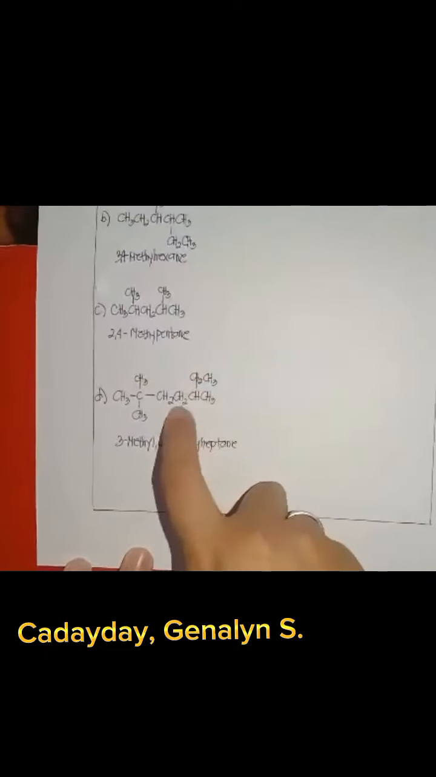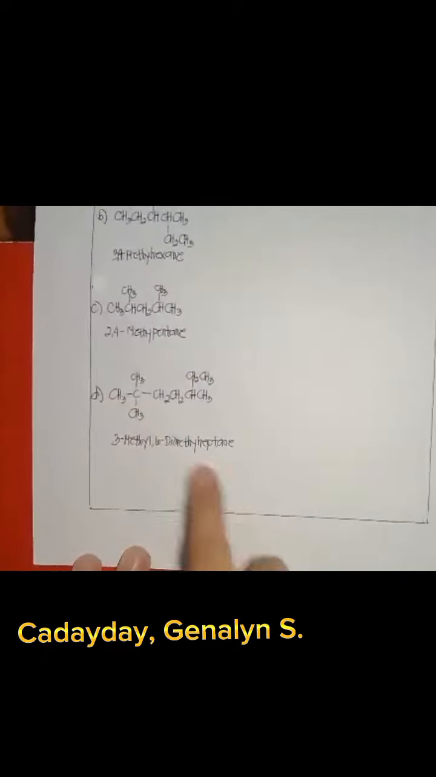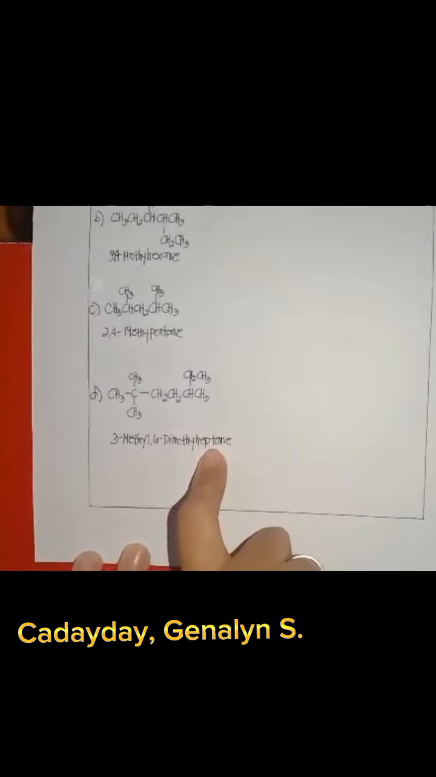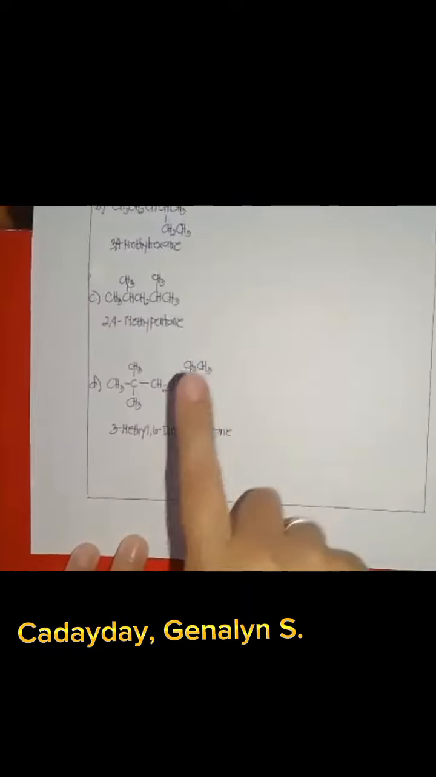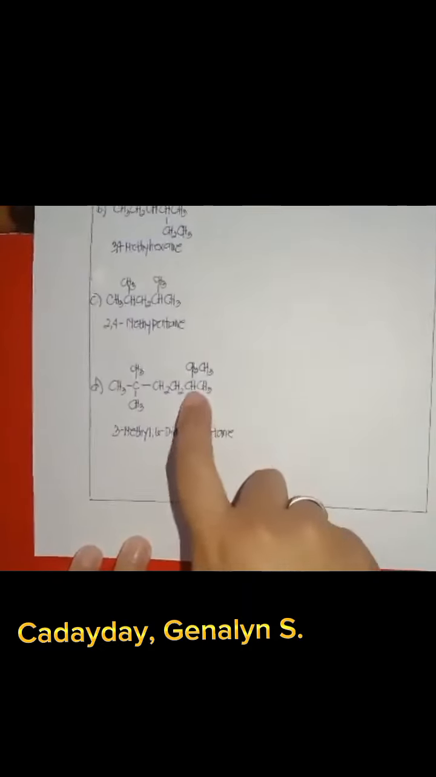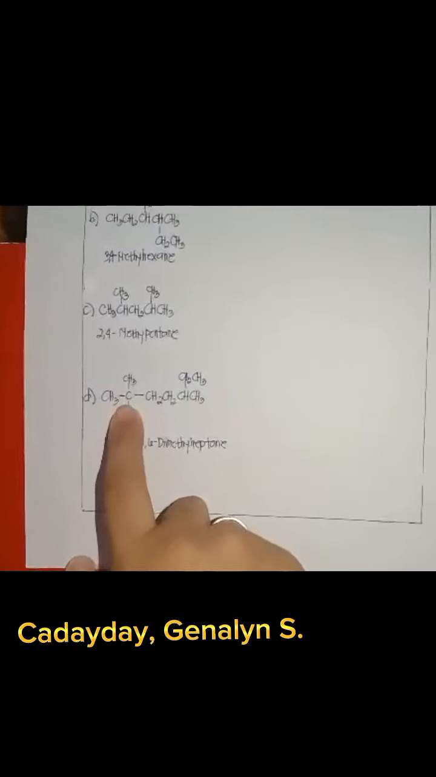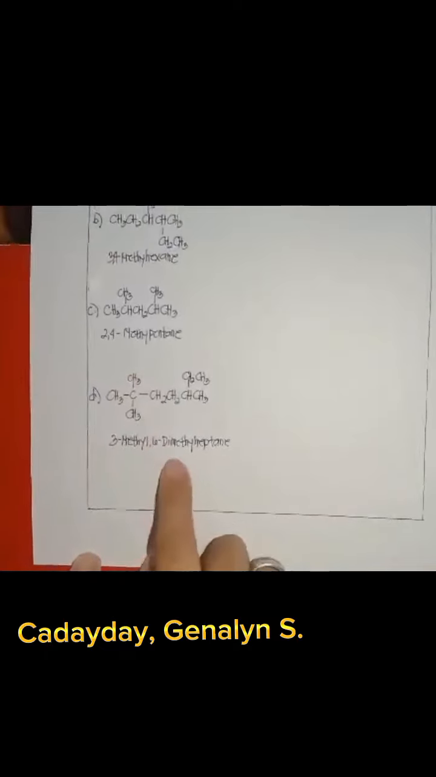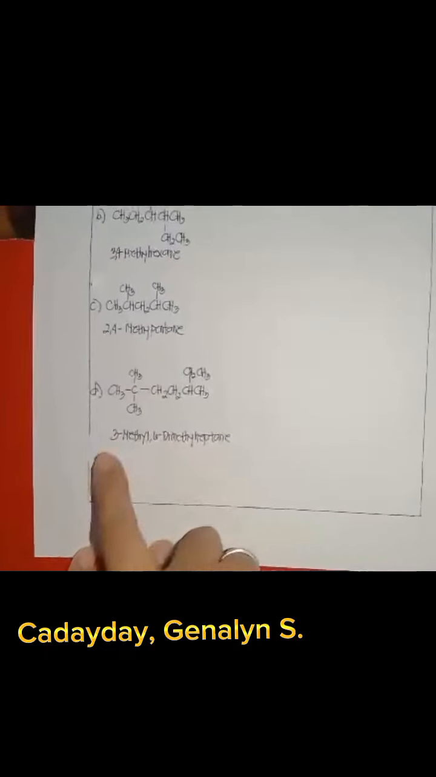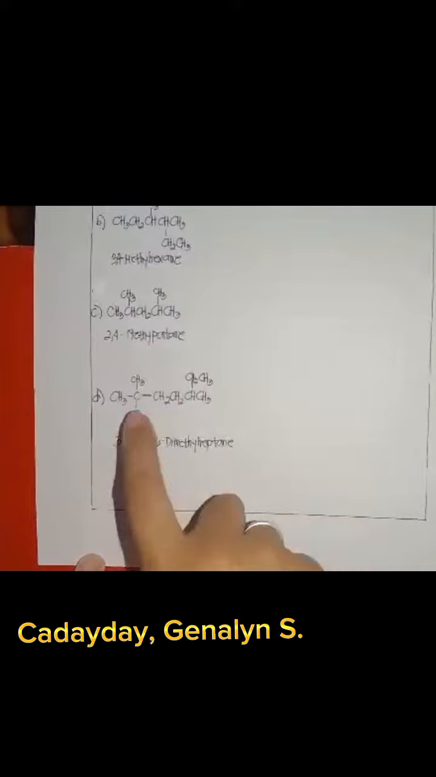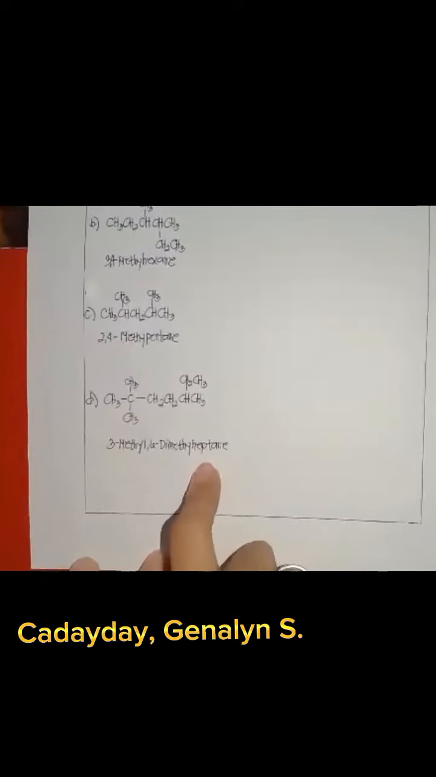Letter D, we have 1, 2, 3, 4, 5, 6, 7. That is heptane. And in carbon 3, we have methyl. And carbon 6, we have 2 methyl. That is dimethyl. So we have 3-methyl, 6-dimethyl heptane.